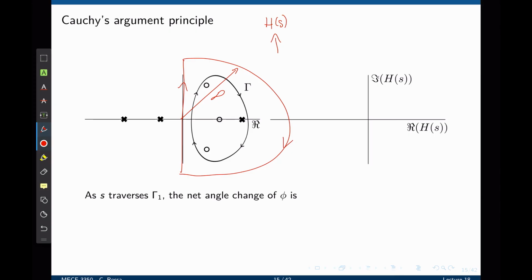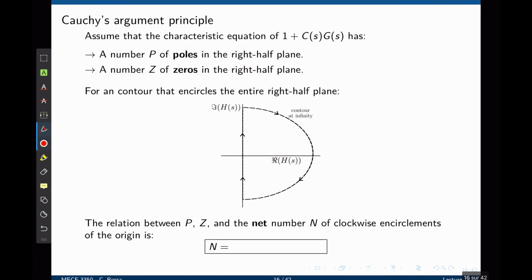So assuming that we know how many zeros h of s has inside this contour, we would be able to tell if these encirclements are coming from any pole that is also inside that contour and would make the system unstable. So assuming the characteristic equation, now we are dealing again with the characteristic equation, so don't get this mixed up. We are dealing with the denominator of a transfer function, not h of s as we just saw.